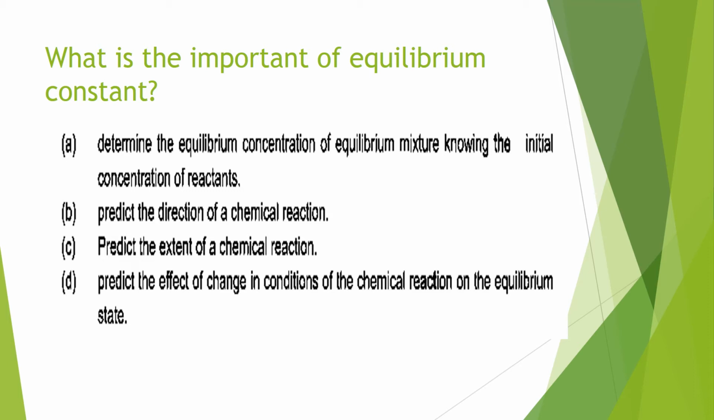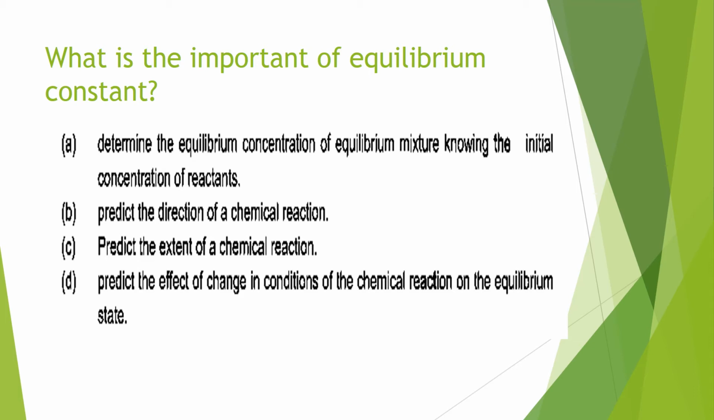What is the importance of the equilibrium constant? In chemistry, this equilibrium constant is very important because it is very helpful in determining the equilibrium concentration of the equilibrium mixture, knowing the initial concentration of the reactants. It means if we know the initial concentration of the reactant, we can calculate what will be the concentration of the reactant and product at the equilibrium state. When equilibrium has been established, what will be the amount of the reactant and what will be the amount of the product. In the same way, we can predict the direction of the chemical reaction.